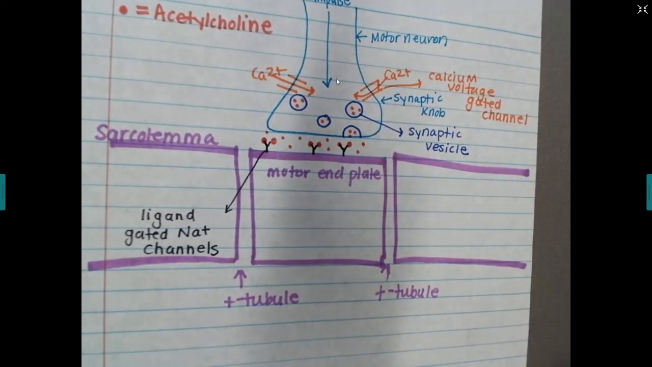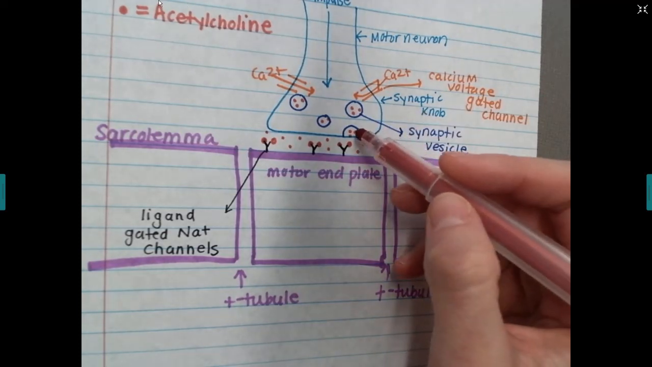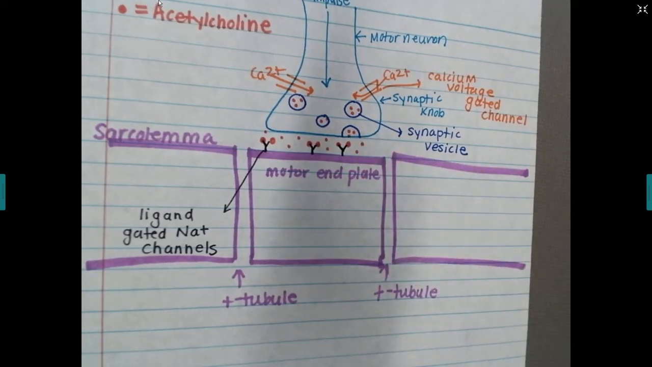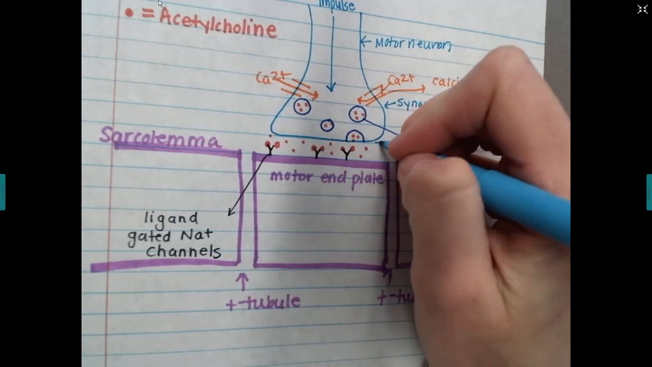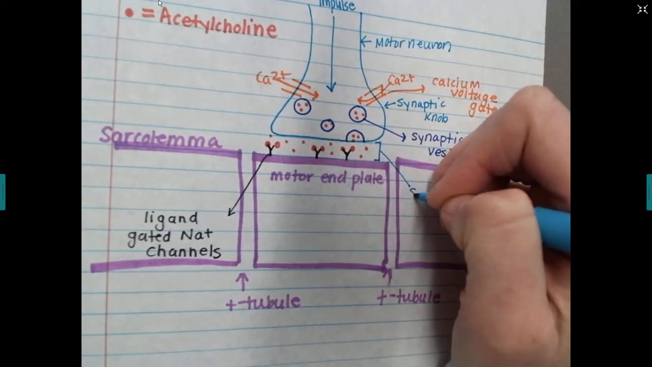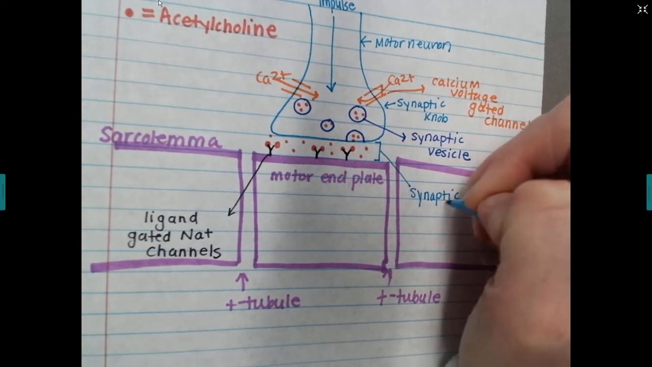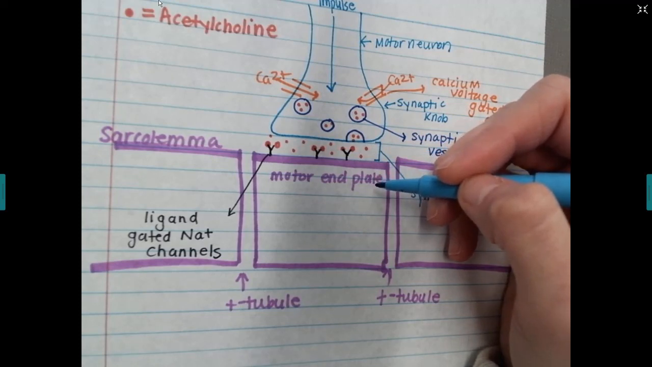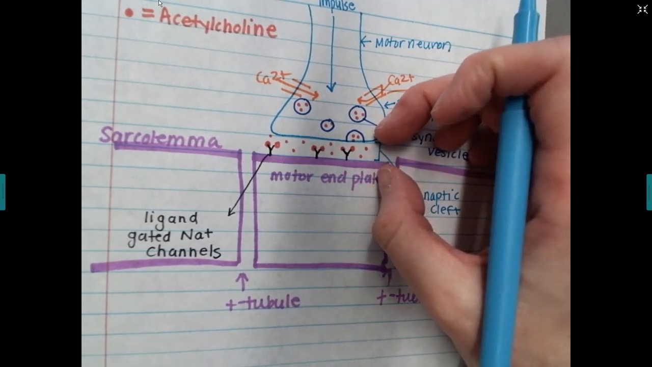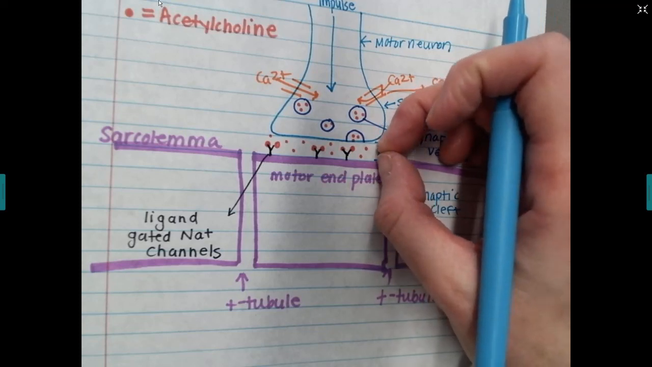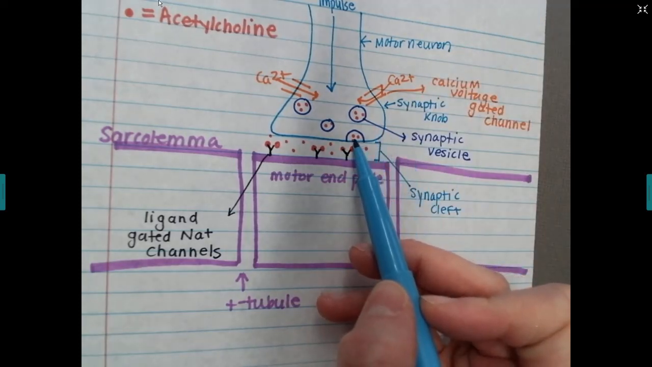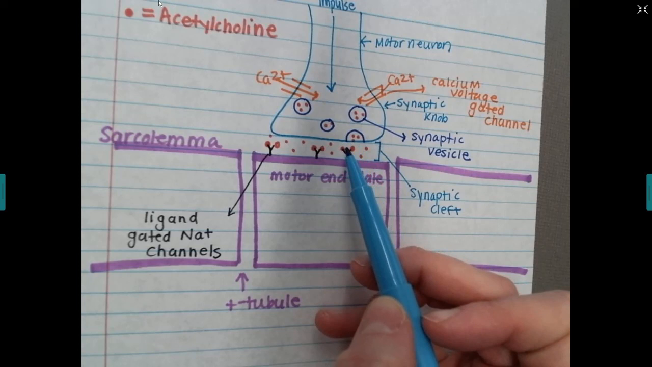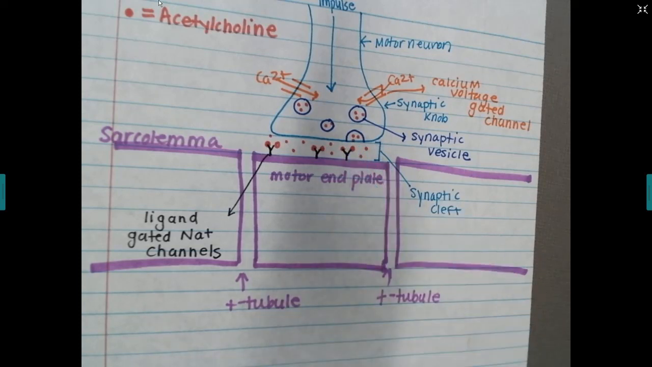Acetylcholine is released by exocytosis. The synaptic vesicle spits it out. It's going to diffuse across this space. The name for this space is the synaptic cleft. The synaptic cleft is the space between the motor neuron and the motor end plate. Okay, they don't touch one another. They're very close, but they do not connect and they do not touch. Synaptic vesicles are going to release the acetylcholine into the synaptic cleft. It's going to diffuse and bind to ligand-gated sodium channels.